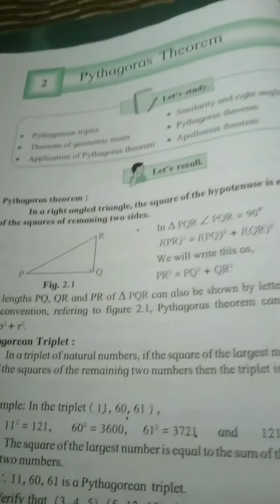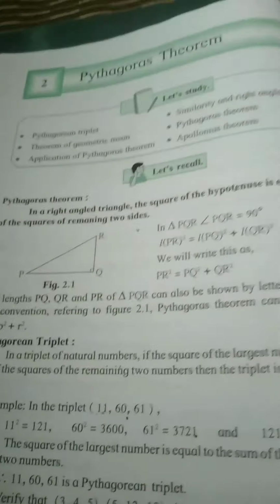Next topic is property of 30, 60, 90 degree angle. If acute angles of a right angle triangle are 30 degree and 60 degree, then the side opposite 30 degree angle is half of the hypotenuse and the side opposite to 60 degree angle is square root of 3/2 times the hypotenuse.